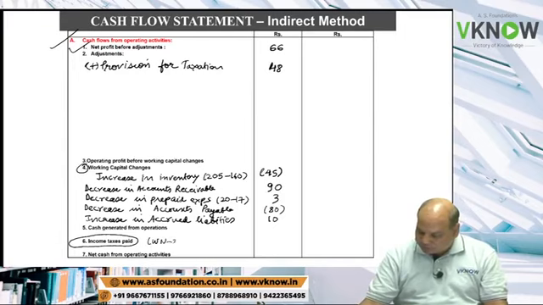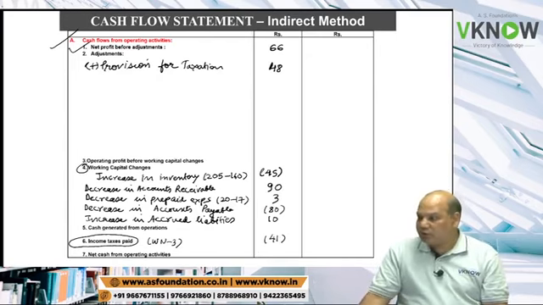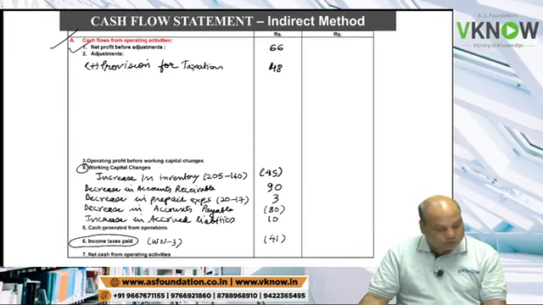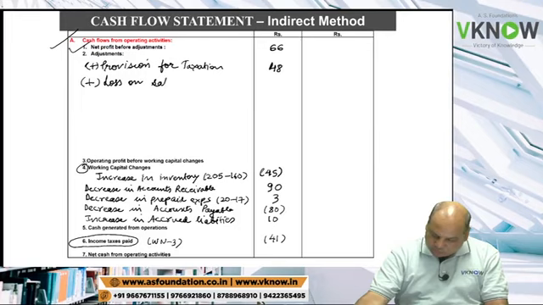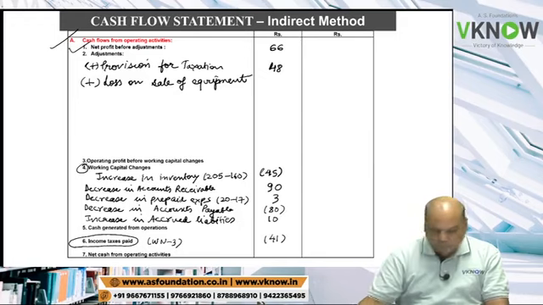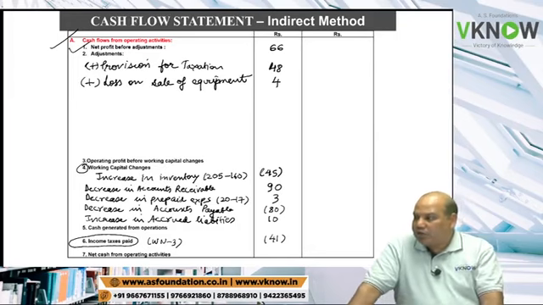Working note 3, amount in bracket 41. This is about income tax provision. And there is one more line, loss on sale of equipment. Add back loss on sale of equipment 4 in adjustment.